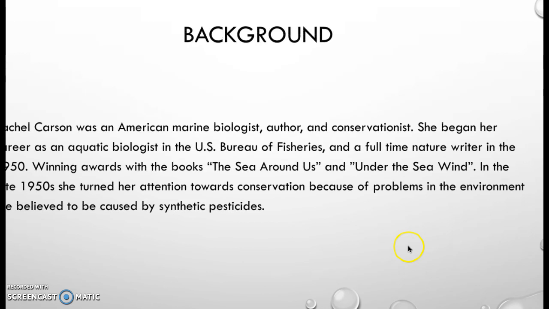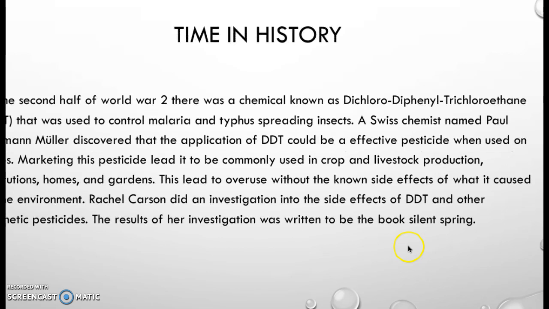A little bit of background about Rachel Carson. She was an American marine biologist, author, and conservationist. She began her career as an aquatic biologist in the U.S. Bureau of Fisheries and a full-time nature writer in 1950, winning awards with the books The Sea Around Us and Under the Sea Wind. In the late 1950s, she turned her attention towards conservation because of the problems in the environment she believed to be caused by synthetic pesticides.